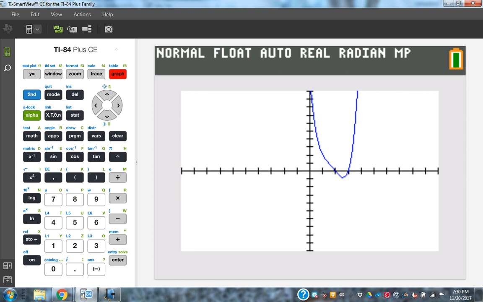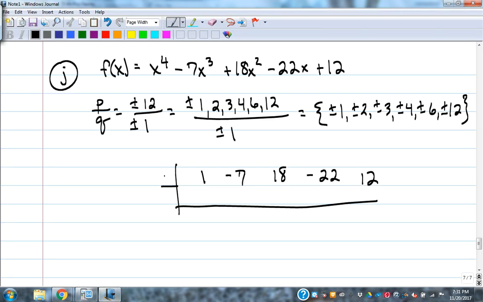But those 2 places where it crossed are zeros. What are those 2 numbers? 3 and 2, right? Pick one to use first. I'm going to start with 2 because it's smaller, and I'm going to use it to do synthetic division. Because I know 2 is a zero, because it crossed the x-axis at 2. Run that through.